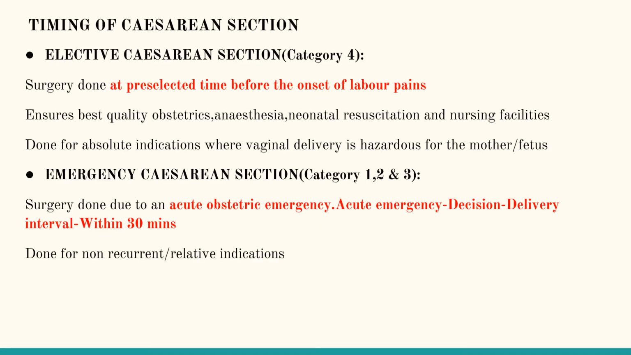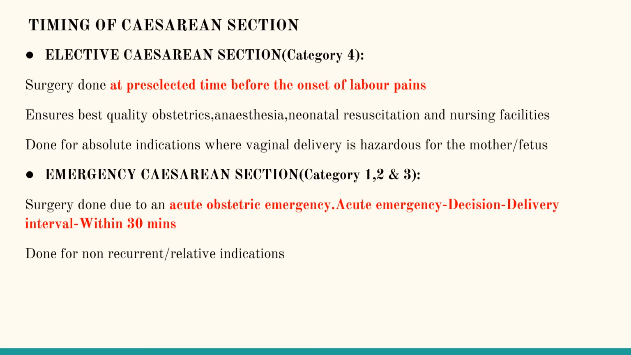Yes. So according to the timing when the C-section is done, it could be elective C-section or emergency C-section. Now what is elective C-section? It belongs to category 4 type of C-section according to the urgency of the requirement of cesarean. It is surgery done at a pre-selected time before the onset of labor pains. It ensures best quality obstetrics, anesthesia, neonatal resuscitation, and nursing facilities. It is done for absolute indications where vaginal delivery is hazardous either for the mother, fetus, or both.